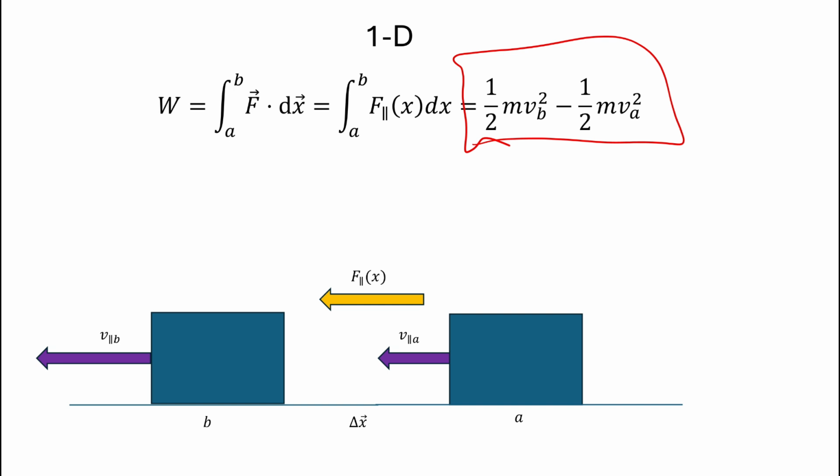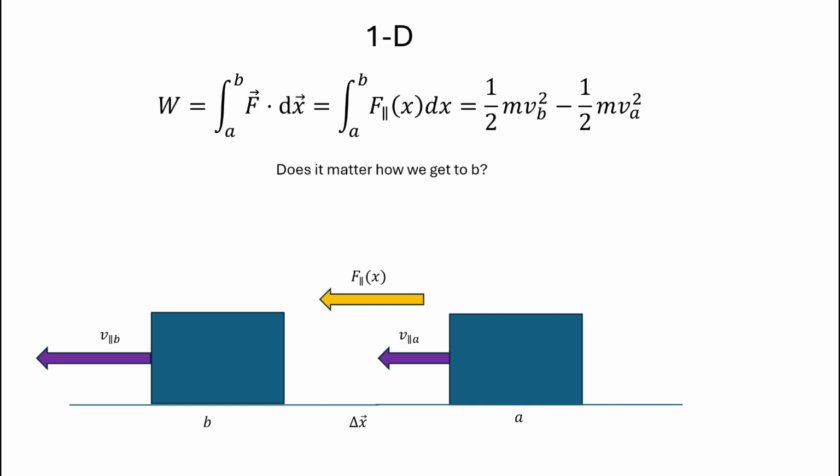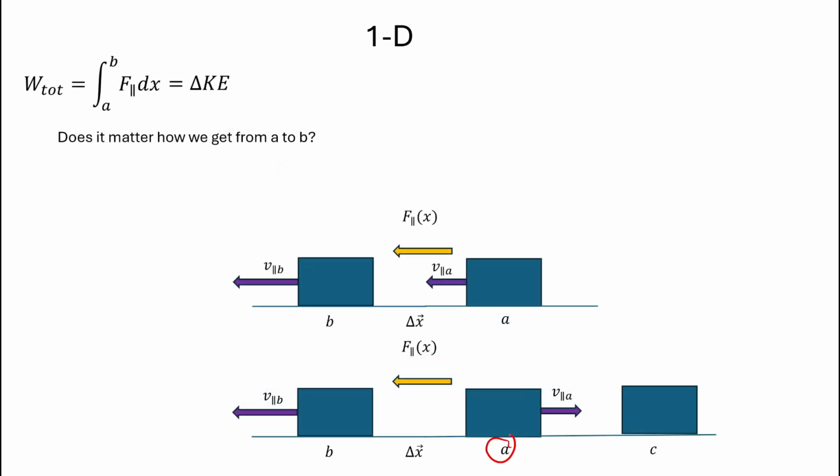Now, the question is, does this change in speed depend on how we get from A to B? On the one hand, this sounds a little strange. You're like, what do you mean? There's only one way to get from A to B, and that's go to the left. But actually, what we can do first is go from A to C, and then go from C back to A, and then go to B.